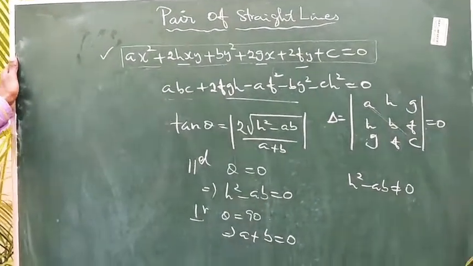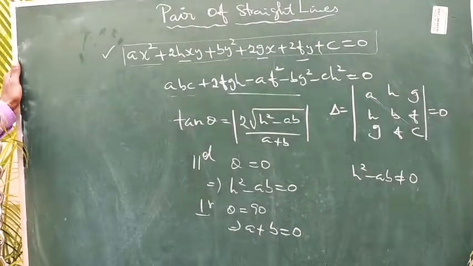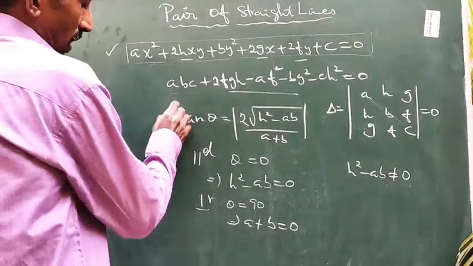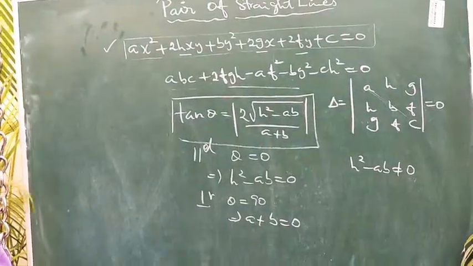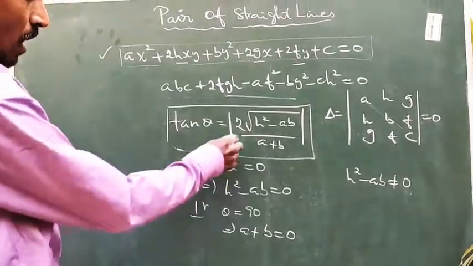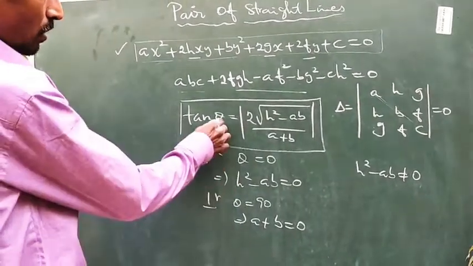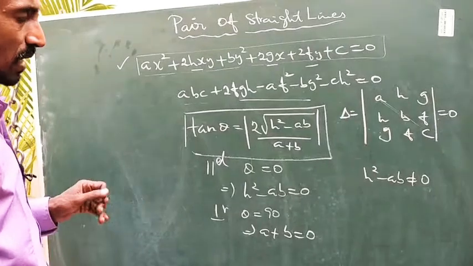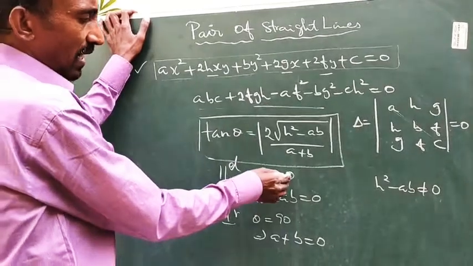If it represents a pair of straight lines, there may be two possibilities, either parallel or intersecting. Another one is that neither parallel nor intersecting, it is only imaginary. Here we are discussing only this one. If they are intersecting, we can find the angle between the pair of lines. It is given by the formula theta equals tan inverse of modulus of 2 root of h² - ab by a + b.